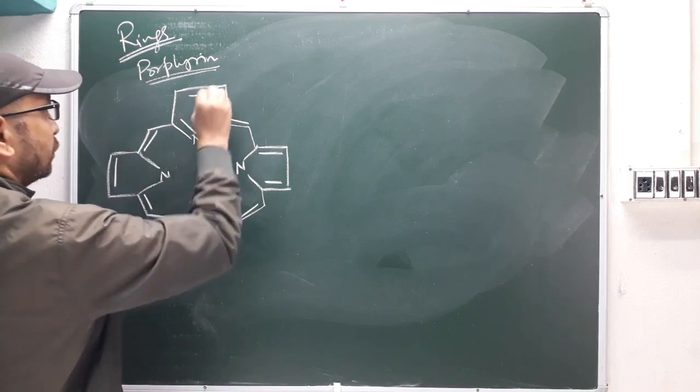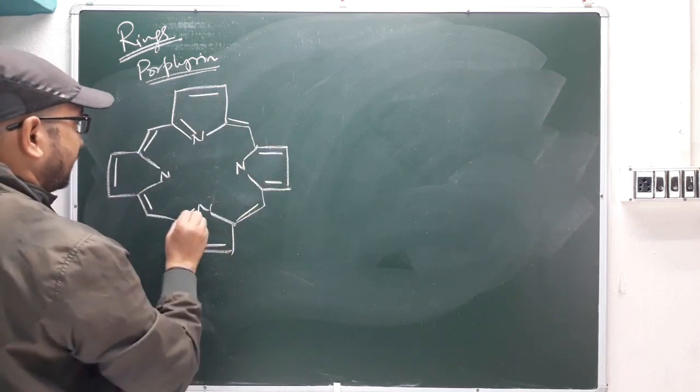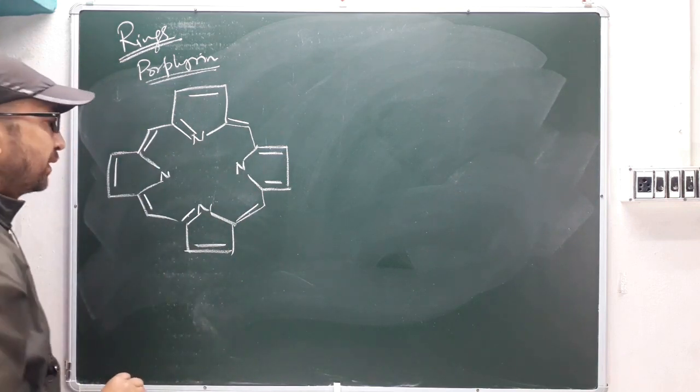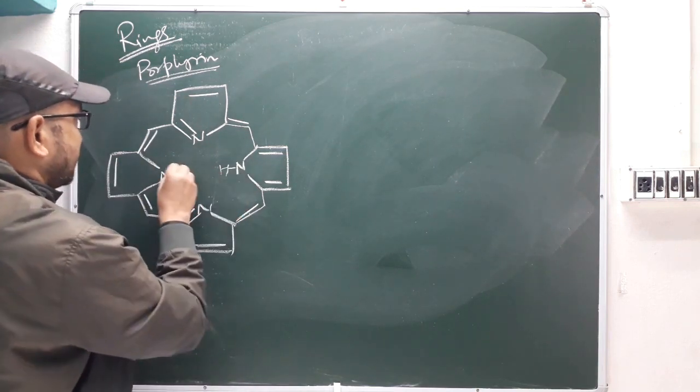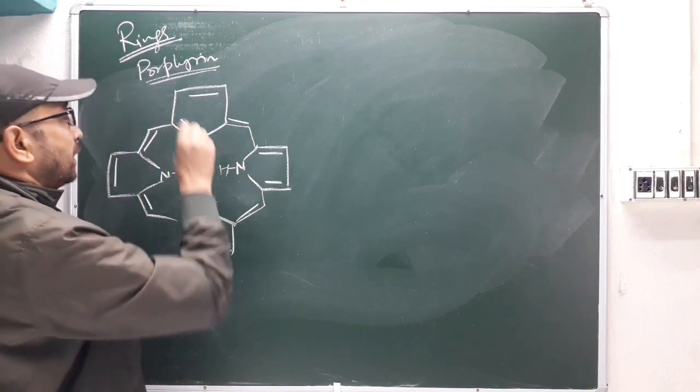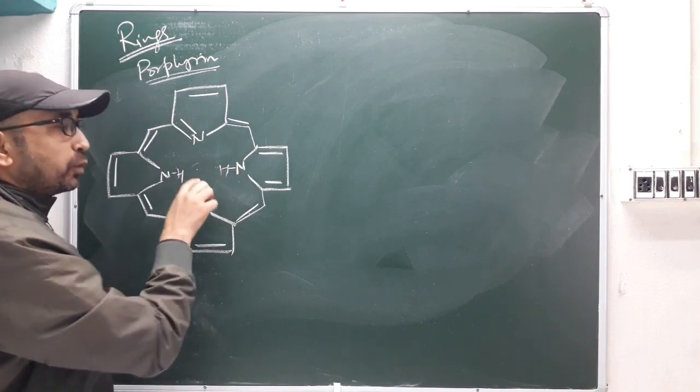How many are there? 1, 2, 3, 4, 5, 6, 7, 8, 9, 10, 11. So 11 double bonds. Okay, so porphyrin will have 11 double bonds. Here it will be hydrogen, here it will be hydrogen. This is the porphyrin ring, correct. So if I put a metal here, then it will be a metalloporphyrin, right?